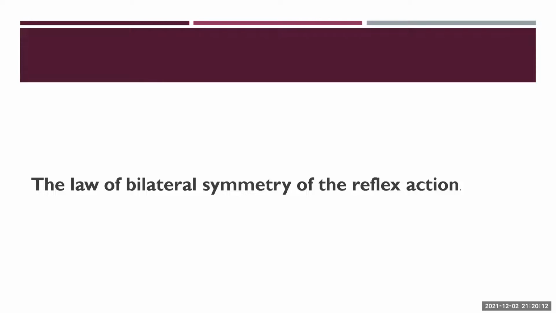But if the intensity is more and the reflex is spreading further, it will excite the contralateral half of the spinal cord, and it will produce the movement that is symmetrical to the homonymous limb. So whatever action is produced in the homonymous limb, the same action will be produced in the contralateral side. So that is about the second law.